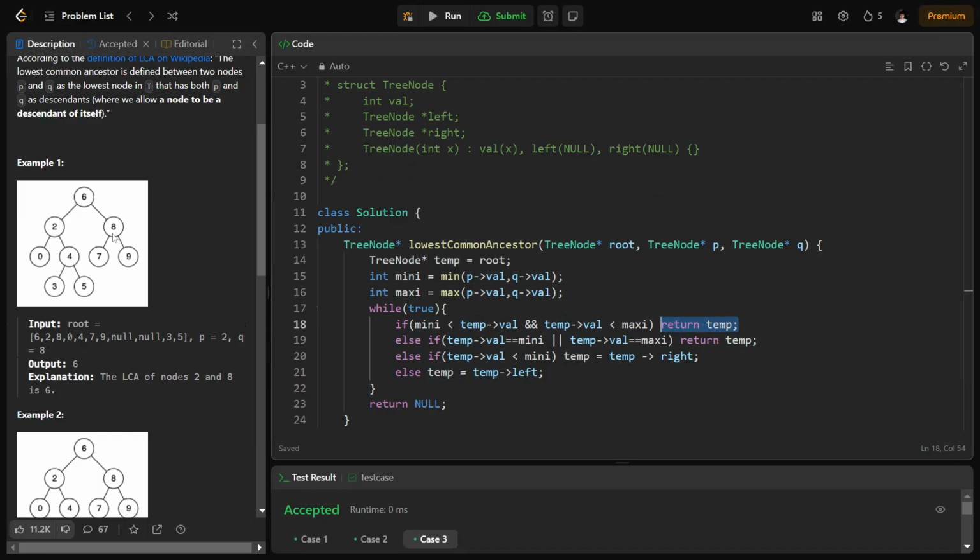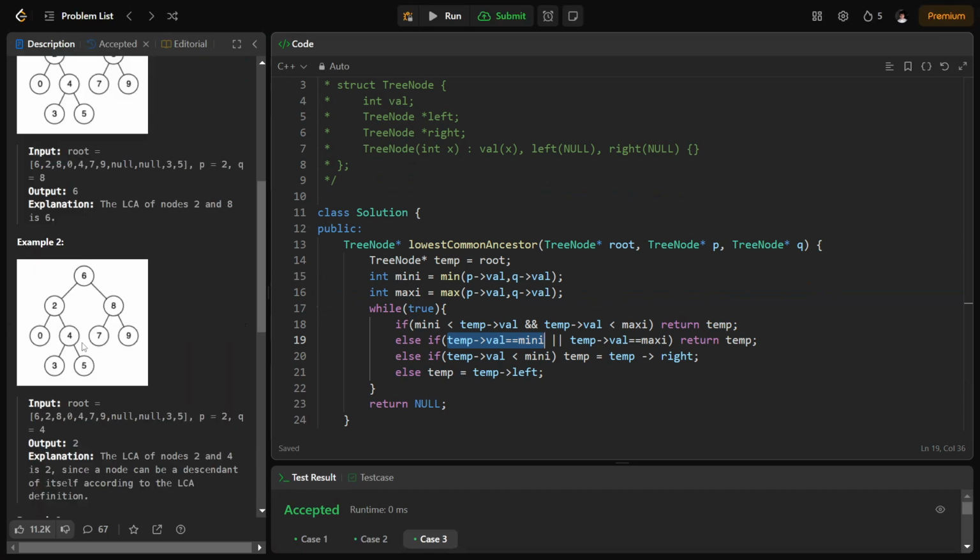This was the case where the temp node is neither the P node nor the Q node, so you return temp as it is. Otherwise, if either of them is the same, so if temp.val is 2 or 4 like in this case, we return temp, because the topmost node that has the same value as P or Q would be the least common ancestor, since we can consider a node an ancestor of itself. So in that case we also return temp.